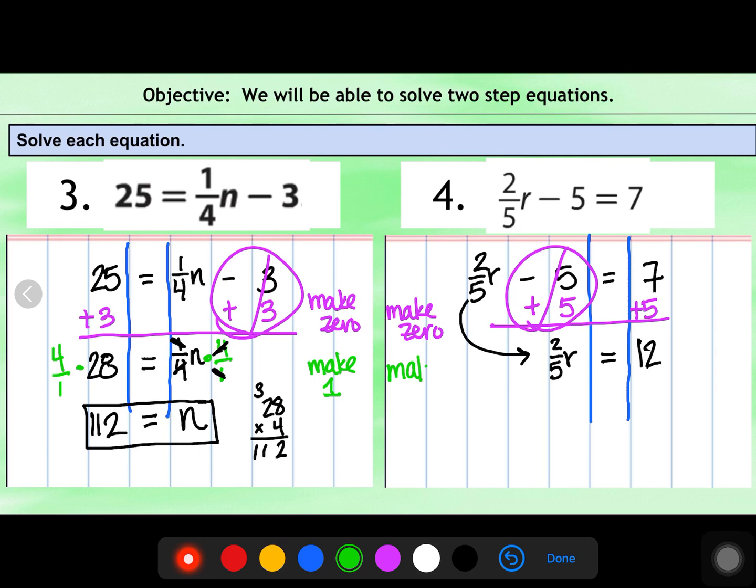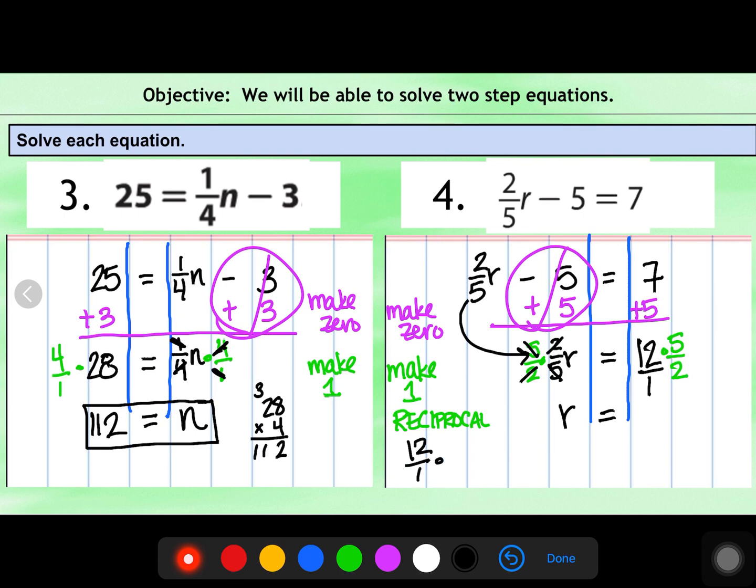And then we need to make 1. Oh, well, we'll see how this works. And to make 1, we're going to use the reciprocal. So if it's 2/5, now I want 5/2. We're going to multiply by 5/2 on both sides. Okay? And here's what happens. The 5s that are diagonal, they make 1. The 2s that are diagonal, they make 1. They cross cancel. We get r equals, all right, so this is 12/1.